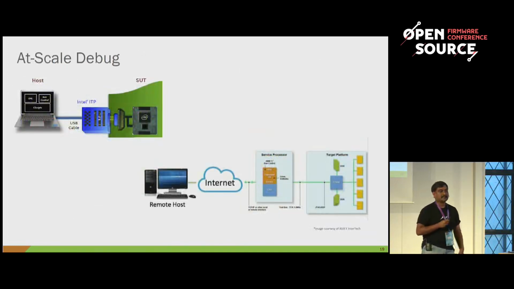The second major feature that I would like to enhance is the at-scale debug. On the left side, you can see how we used to debug before. When there is an issue at the CPU level, if you identify it at the bench top, we used to connect this kind of blue box. We call it an Intel ITP box. And using a laptop, we can debug that code and understand what's happening.